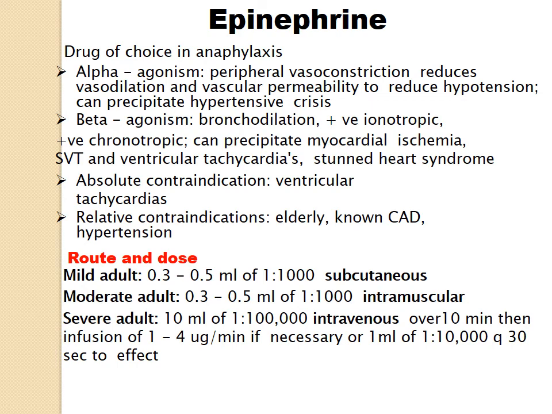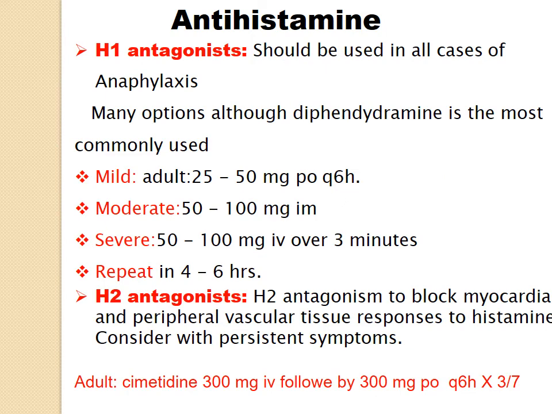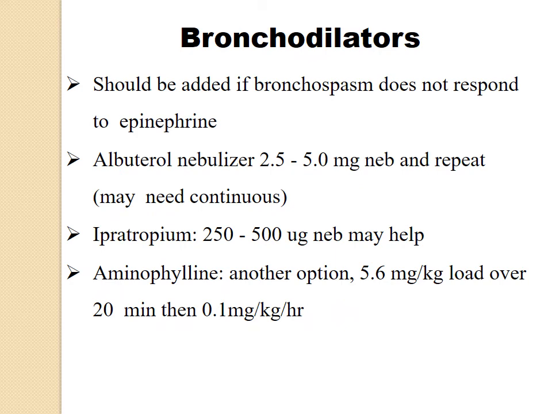lakh ratio. Another drug of choice is the antihistamine, H1 antagonist and the H2 antagonist. In case of the H1 antagonist, mild, moderate, severe, and repeated doses are given. And for the adult, cimetidine is 300 mg IV, followed by 300 mg per oral every 6 hours until 3 to 7 days.